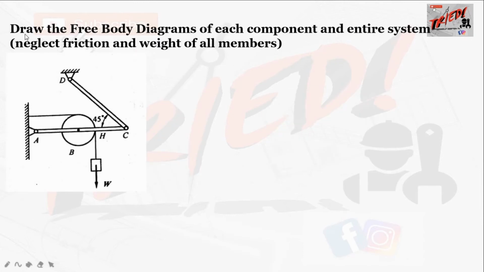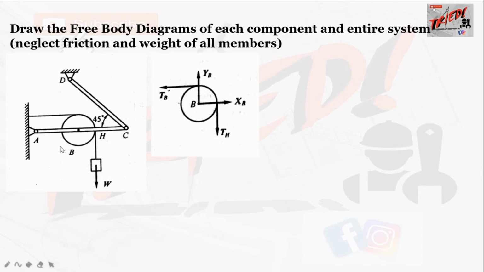How about this one? Draw the free body diagrams of each component and the entire system. Neglect friction and weight of all members. Okay, this question says we draw the free body diagram of each component. To start with, we're going to start with the wheel. If this is the wheel, we know that this is a cable and this is a cable.